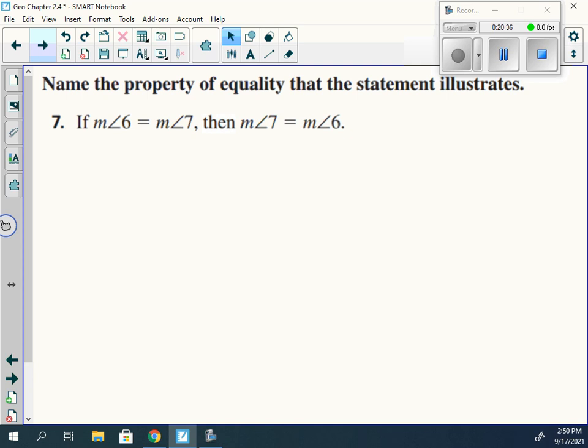If the measure of angle 6 is equal to the measure of angle 7, then the measure of angle 7 is equal to the measure of angle 6. What property?